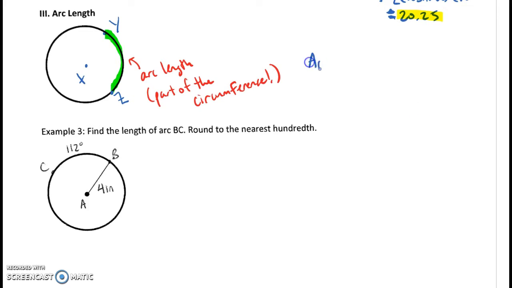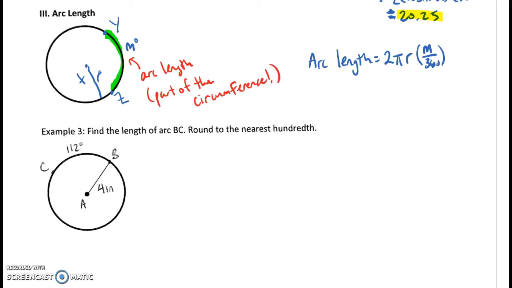So arc length, oops, I can spell, L-E-N-G-T-H. That's going to equal, again, circumference, which is 2 pi r, times the piece of the circle. So that's still going to be m over 360. So once again, we do need the degree, and we still do need the length of the radius. Okay? So let's go ahead and do one last problem, and we are done.